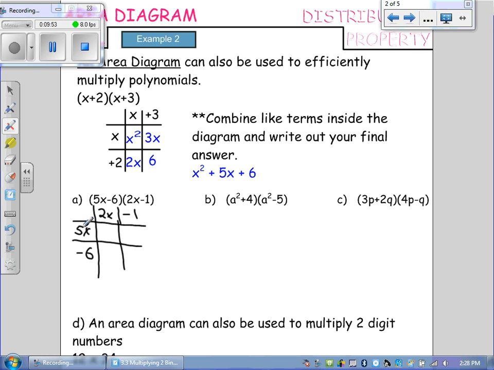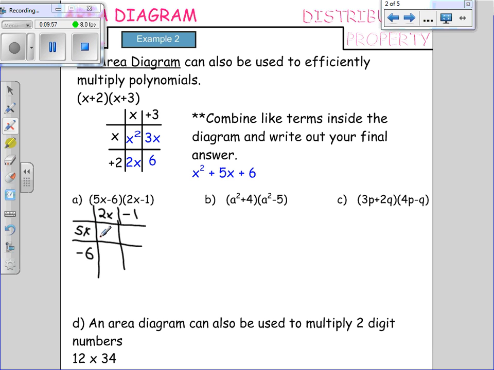So this spot right here. The row is 5x, the column is 2x. Multiply those together. What do you get? 10x squared. The 2 times the 5 give you the 10. X times an x gives you x squared. So Matthew, the next one over here. Negative 1 times 5x gives you negative 5x. So you multiply the coefficients.